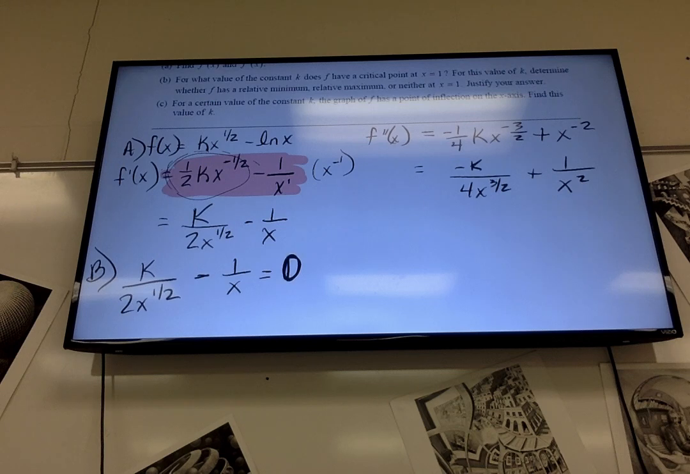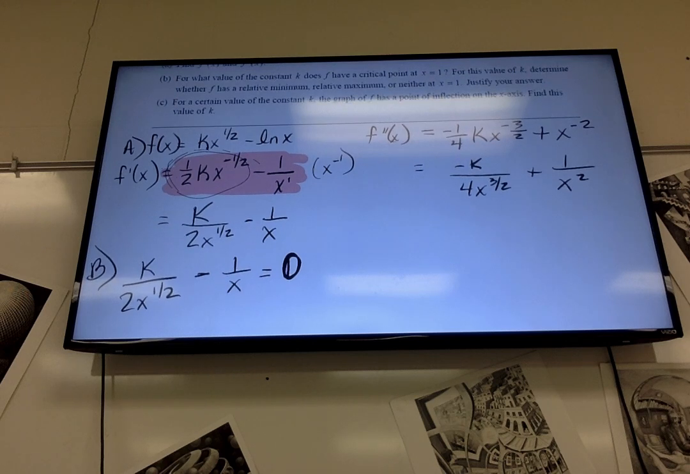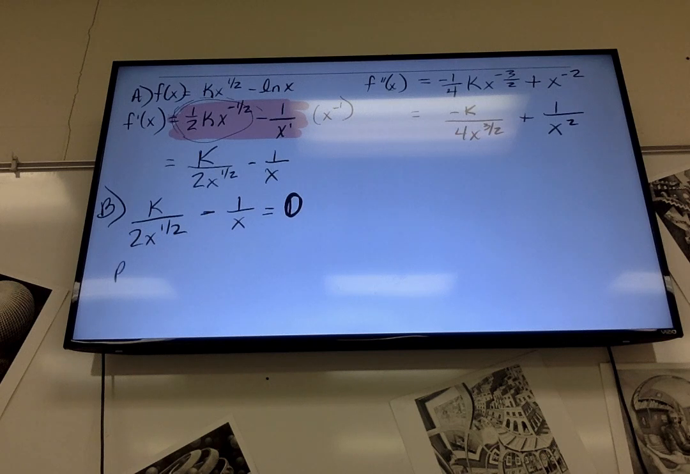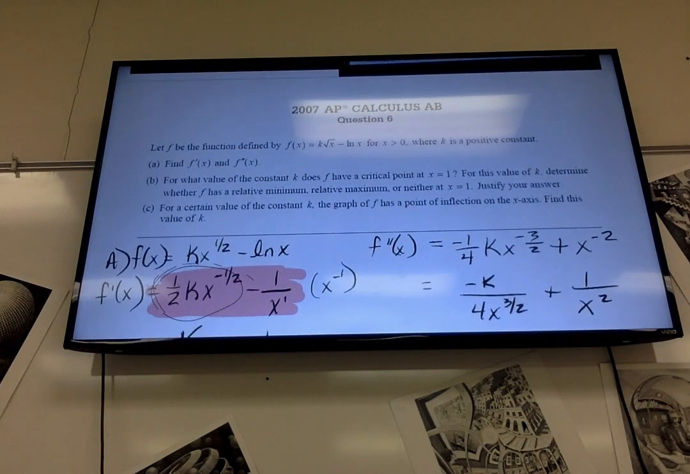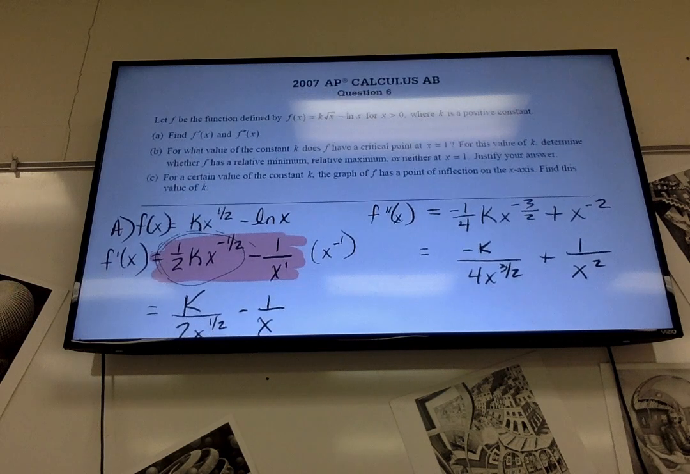Sorry, f prime is undefined at x equals 0. Or x equals 1, sorry. So I'm going to plug in x equals 1, and I'm solving for k. Wow, that x kind of worked out. What is 1 to the 1?